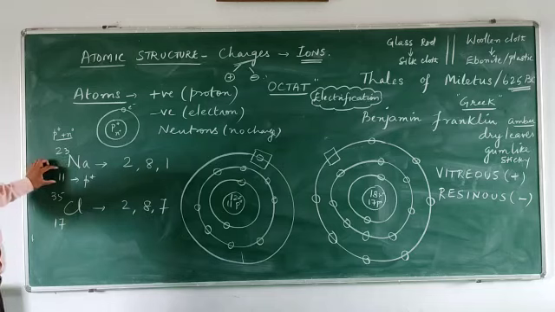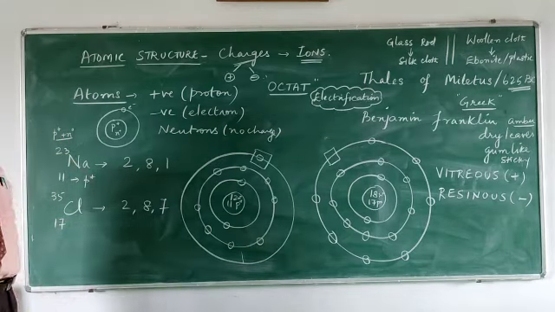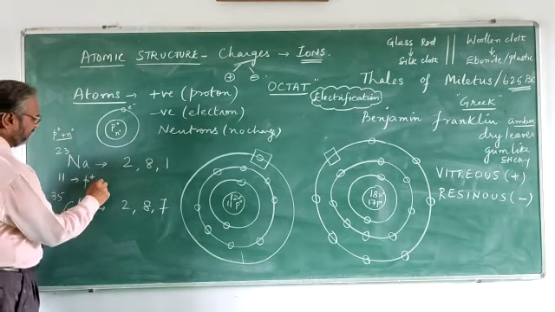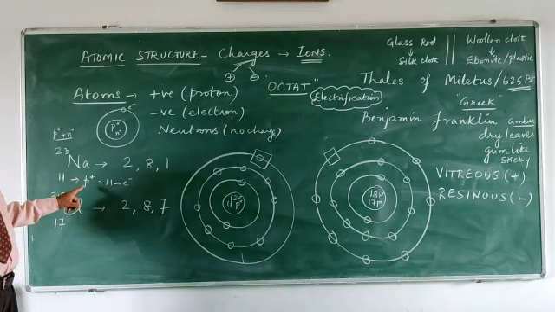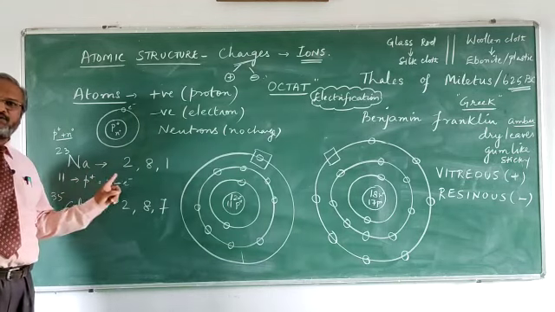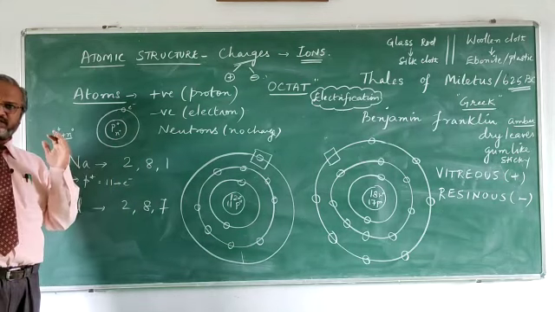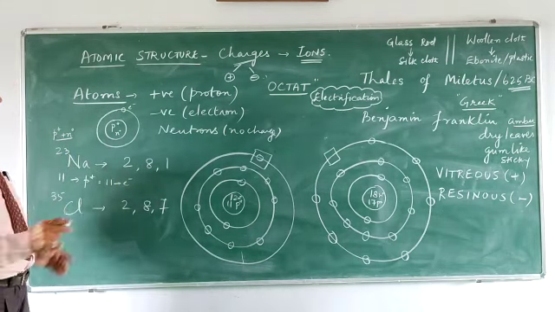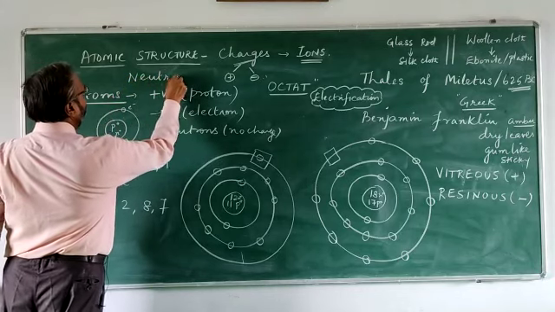Now, let us talk about number of protons. 11 protons are there, and you will find that 11 electrons will be there. The number of positive charges is equal to number of negative charges. That is why atom as a whole is neutral.